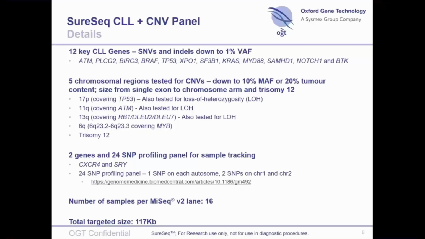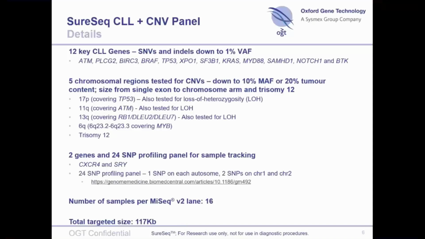Then for the CNVs, the panel targets the 5 most common regions known to harbor CNVs in CLL, which as mentioned before are 17p, 11q, 13q, 6q, and trisomy 12. And for the first 3, we can also detect loss of heterozygosity. Detection size ranges from single exons in the targeted genes in these regions up to the complete chromosome arms and trisomy 12. In terms of detection limit, we're able to call CNVs down to 10% variant allele frequency, equating to 20% tumor content.